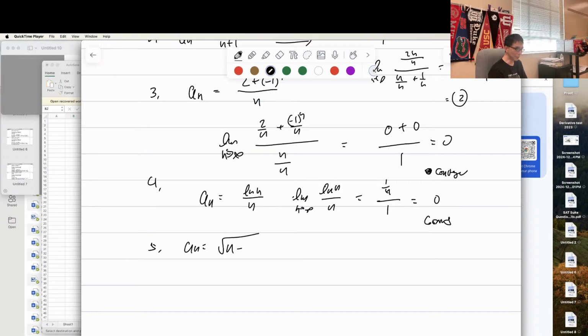Now this one's a tough one. Does this one converge or diverge?